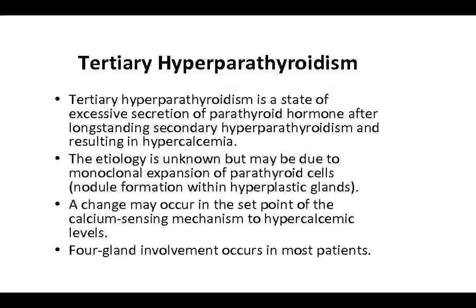The tertiary hyperparathyroidism occurs, as I told you earlier, when the secondary hyperparathyroidism is not treated. The parathyroid becomes autonomous and it loses every kind of control. And no matter whatever the levels of the calcium are, despite the high levels of the calcium, it keeps on secreting more and more of parathyroid hormone.